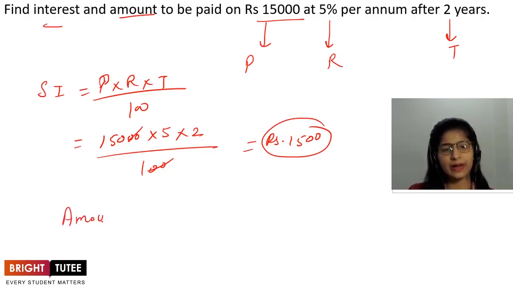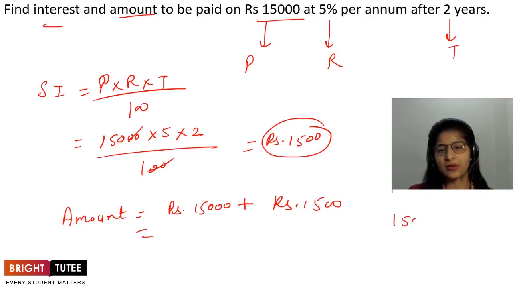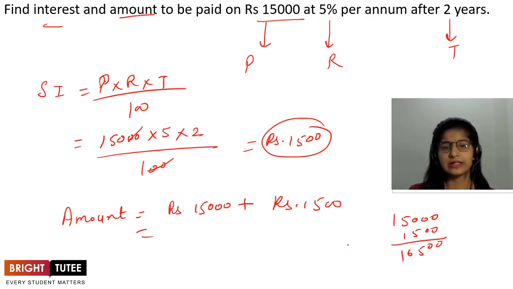So the amount to be paid at the end: the person has to pay definitely the money, that is rupees 15,000, plus the interest that is made on it, 1500. So 15,000, you add 1500, how much are you going to get?